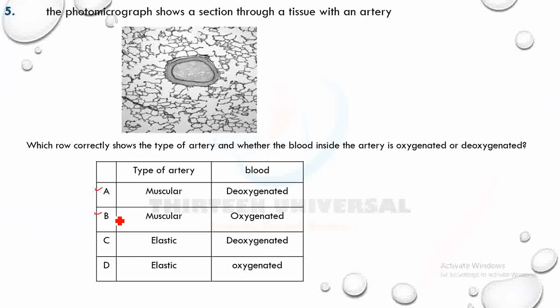So they have more smooth muscles, so they are not elastic. The ones that are called elastic are the ones that take blood directly at high pressure from the heart, and that is the aorta. So this carries blood to the lungs. So that's muscular. And then, of course, pulmonary artery transports deoxygenated blood, not oxygenated blood. So it's a muscular artery. So the answer is A, guys.